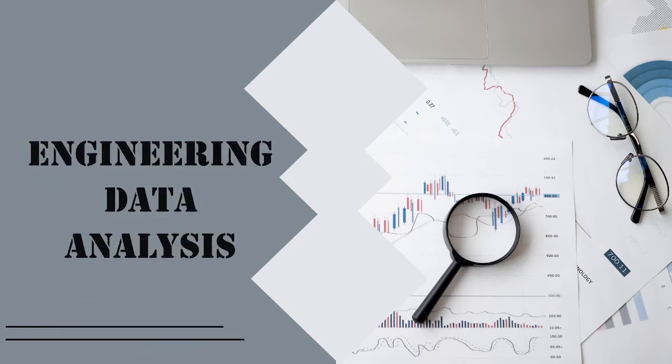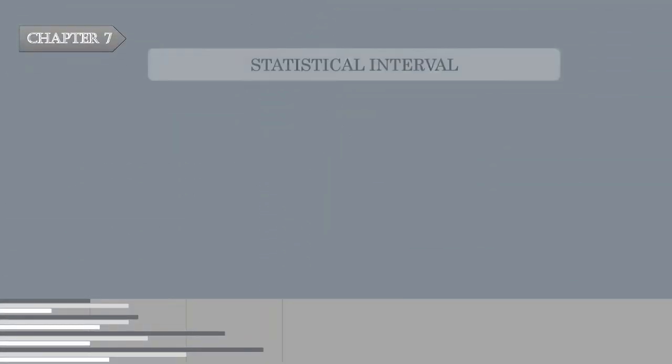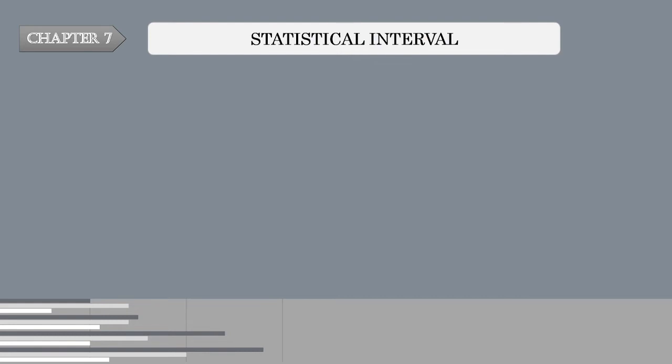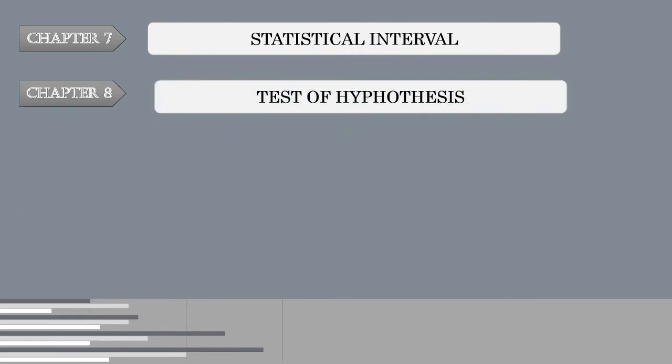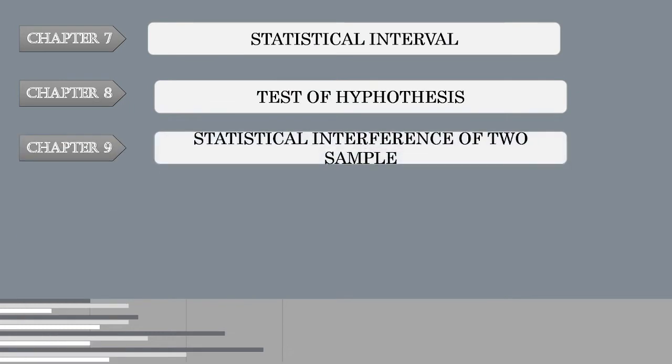Blessed day everyone. Today we are going to discuss the different chapters of Engineering Data Analysis. First, Chapter 7, Statistical Interval. Second, Chapter 8, Test of a Hypothesis. Chapter 9, Statistical Inference of Two Samples.